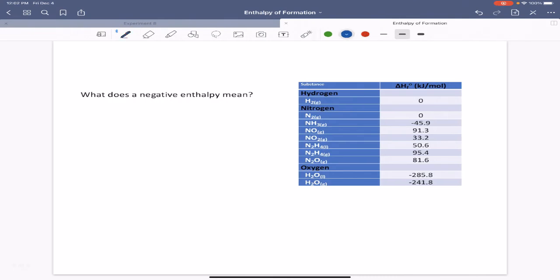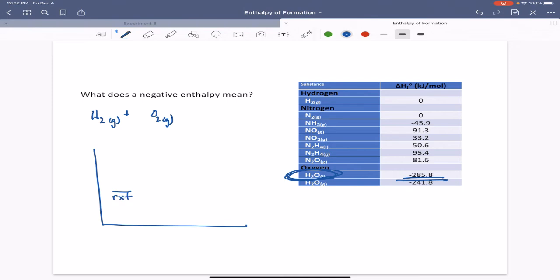What does a negative enthalpy mean? Opposite idea. So here we're forming water as a liquid, and there's a negative enthalpy. That means we started with hydrogen and oxygen as the reactants, and we're going to look at the reaction progress and the changes in potential energy, when they broke their bonds and made new bonds to form water as a liquid. One mole of hydrogen gas and half a mole of oxygen makes 1 mole of water as a liquid.